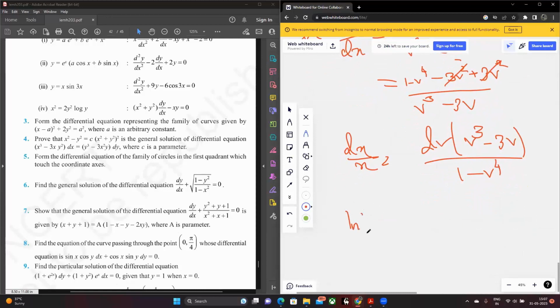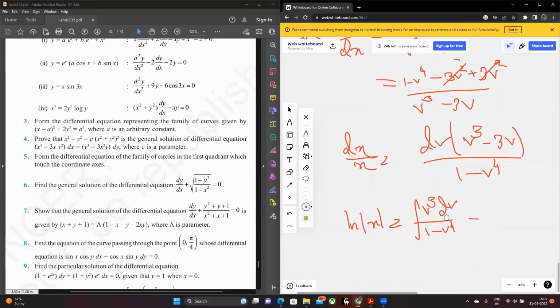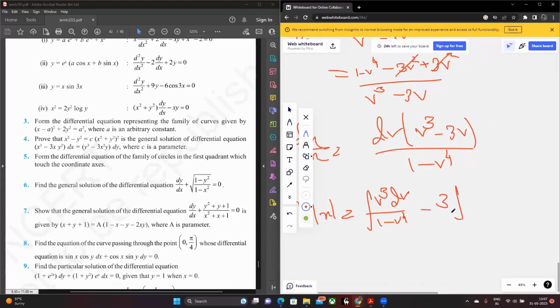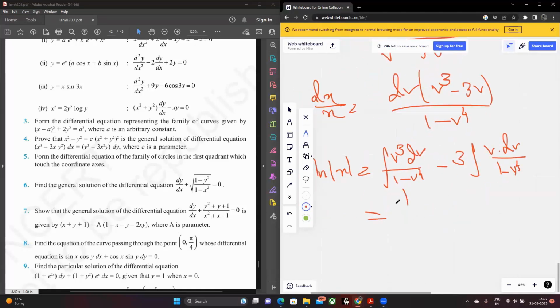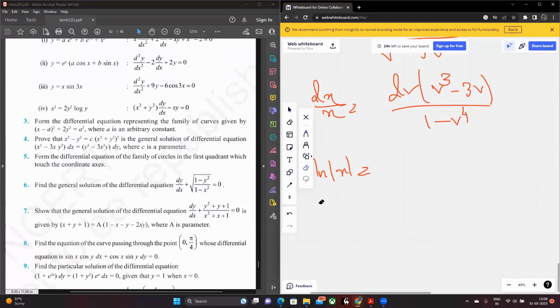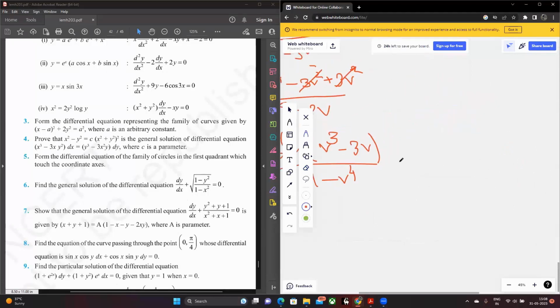Or you basically have ln mod x equaling integral of v cubed dv by 1 minus v power 4 minus 3 times the integral of v dv by 1 minus v power 4. This is a simple integral. Take this whole thing, substitute it as t, and you'll get the answer. Instead of doing it this way, we can basically take this as partial fractions. So I'll just do the partial fractions here.